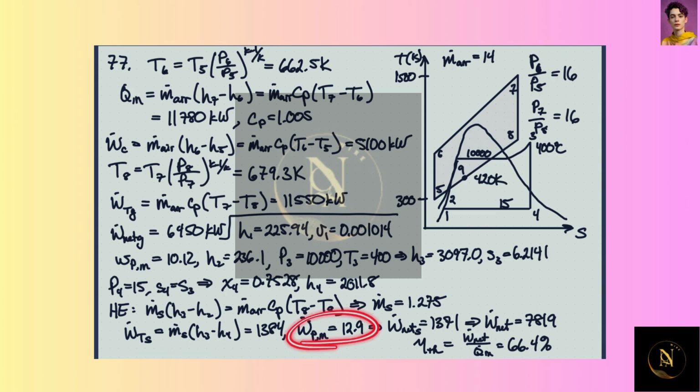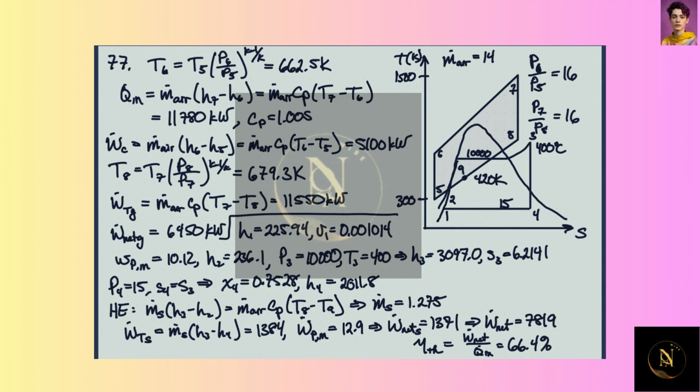The work from the pump, so we know now the specific work into the pump. Now we know the mass flow rate through the pump, so we can get the power into the pump is about 13 kilowatts. So that gives us the net work out of the steam cycle, and that's 1,371 kilowatts. And so the net work out of everything is then this plus, where is it? This guy here. And that winds up being about 7.8 megawatts.